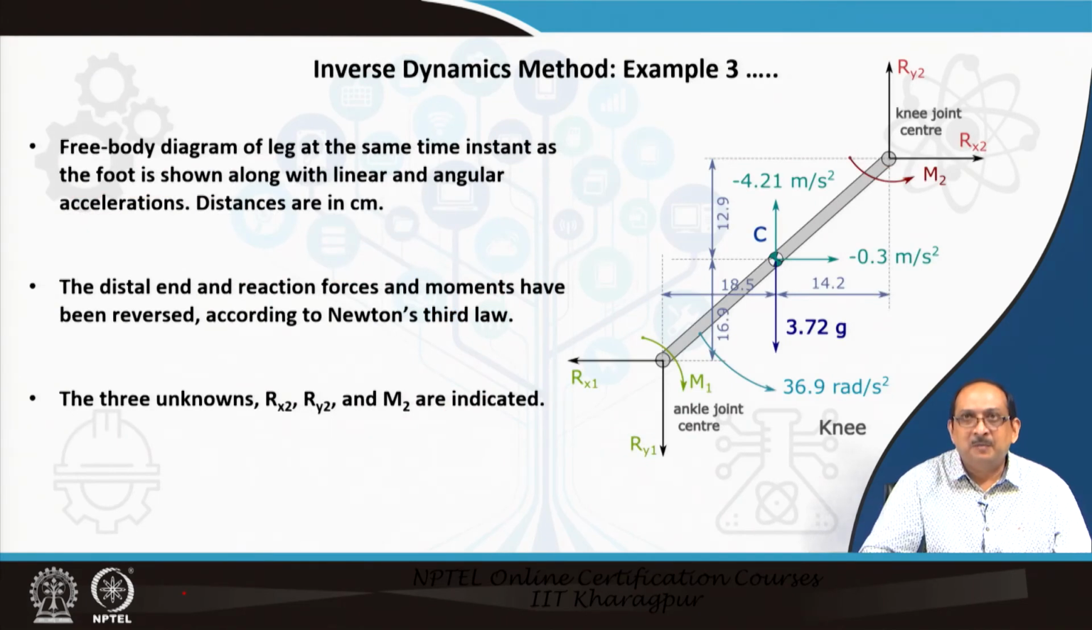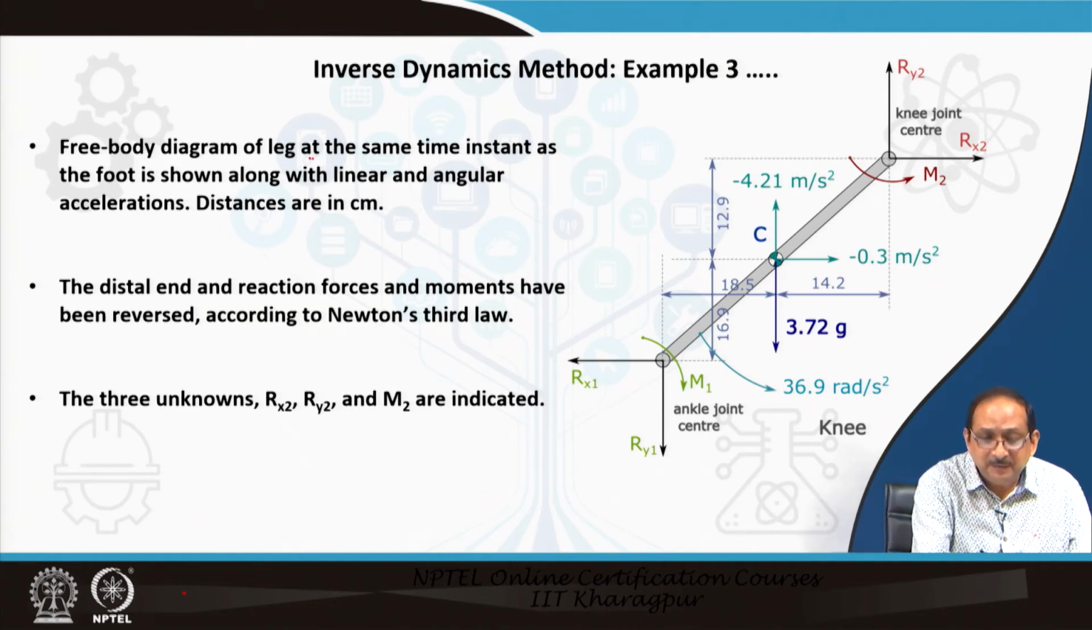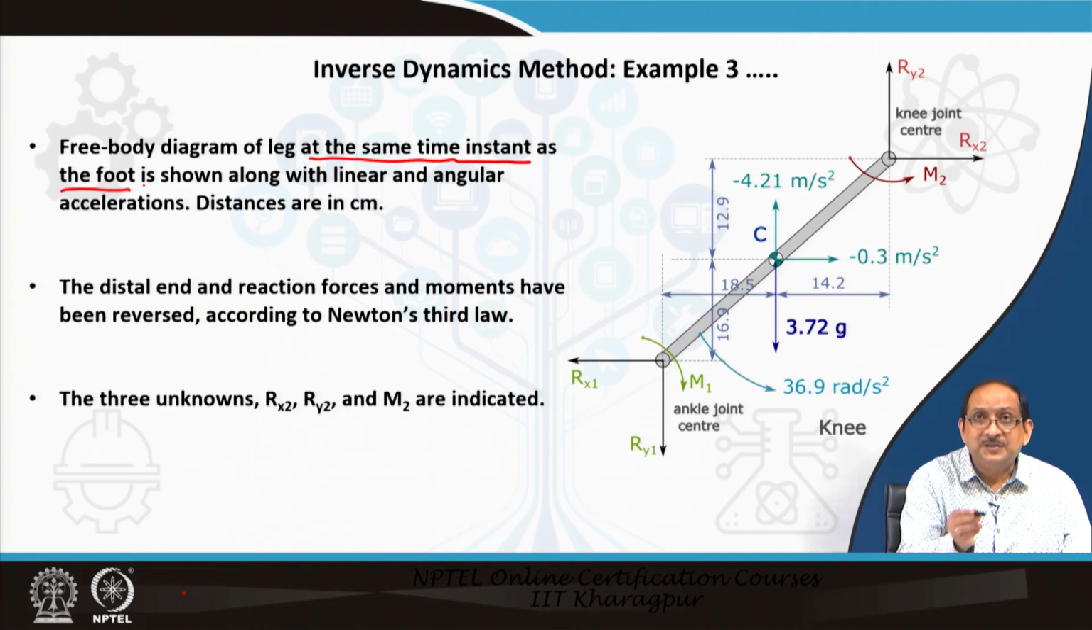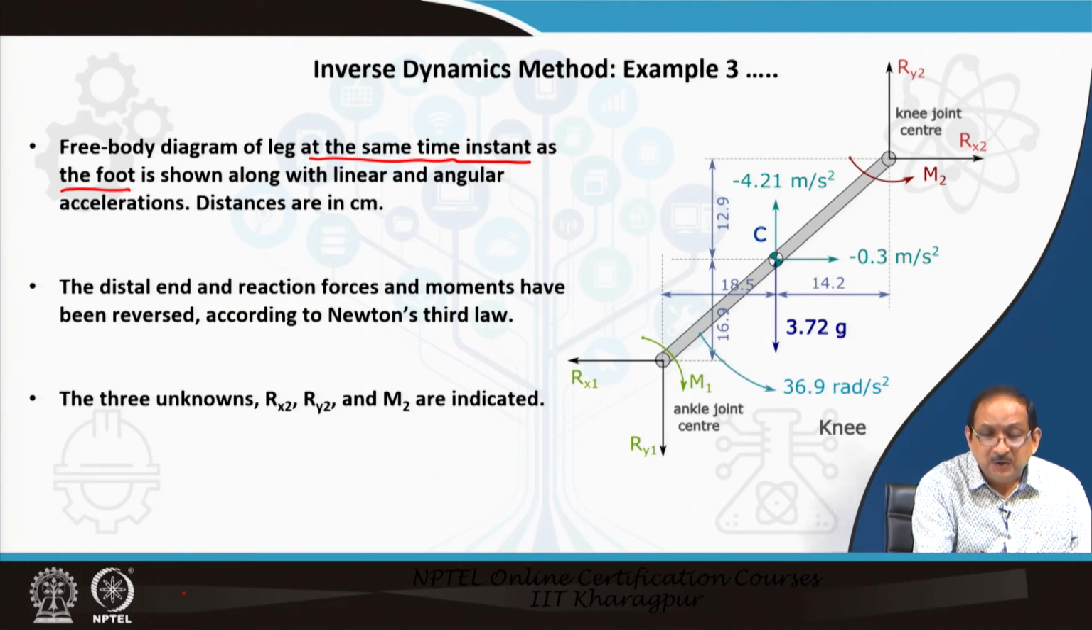Let us now discuss the third example. This example is based on a free body diagram of a leg at the same time instant as the foot, as discussed earlier in example 2. So, same time instant, but this is for the leg. Earlier we had solved for the foot and the ankle joint reaction forces and moments. So, the same time instant as the foot is shown here, the free body diagram of the lower leg.